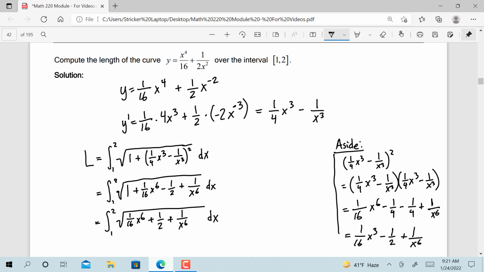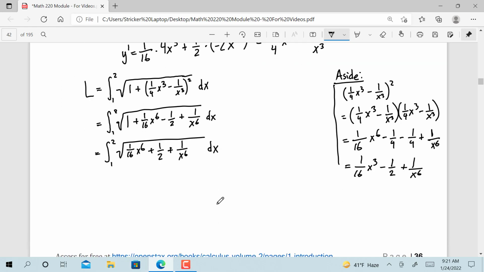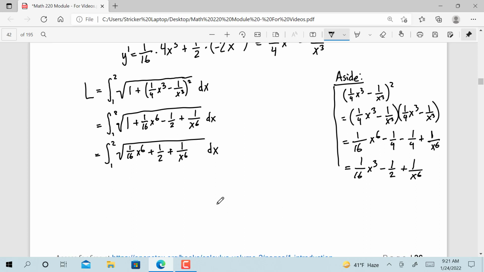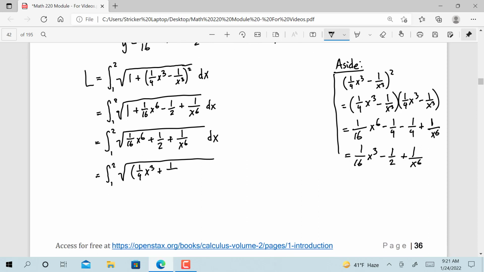And then, as is the case with most problems like this, because of the square root, it would be nice if we were able to factor this, and it turns out that this does factor, and it factors into 1/4 x to the 3rd plus 1 over x to the 3rd squared, which works out nicely because the square root cancels the square, and this just becomes the integral from 1 to 2 of 1/4 x to the 3rd plus 1 over x to the 3rd, which, if we want to use the power rule on it, it probably makes sense to rewrite this as 1/4 x to the 3rd plus x to the -3.